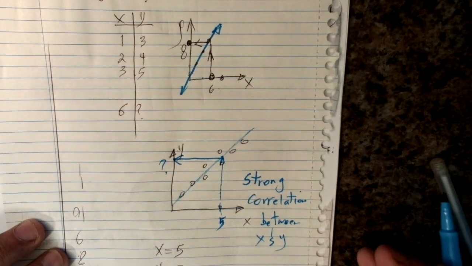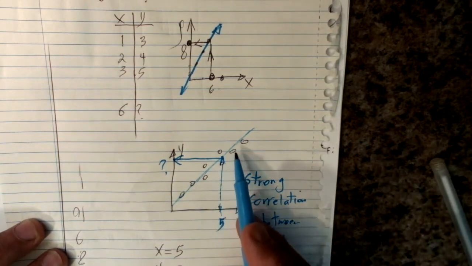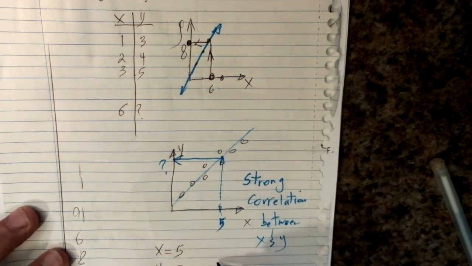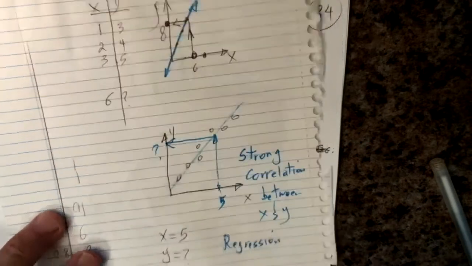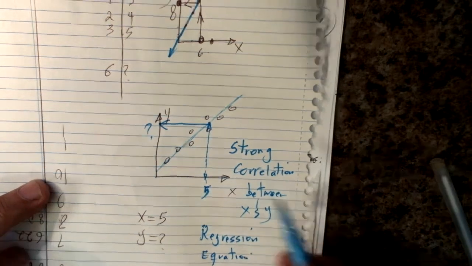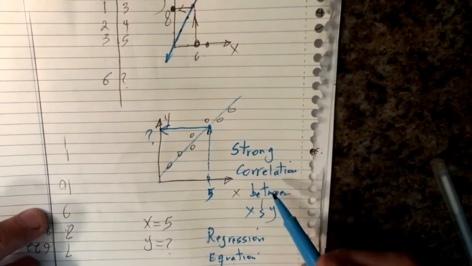And based on that, you could actually find the equation. If you have some points plotted, you could find the equation. The equation that you find, we call it the regression equation. The regression equation is the equation of a straight line going through all these points. Okay, so this is in case you have a strong correlation.